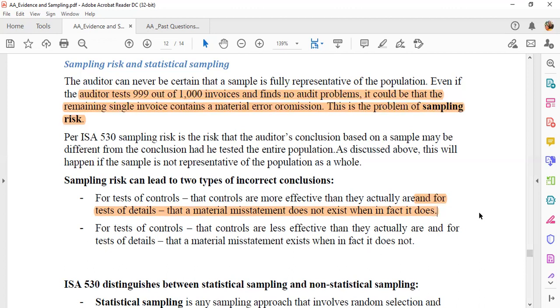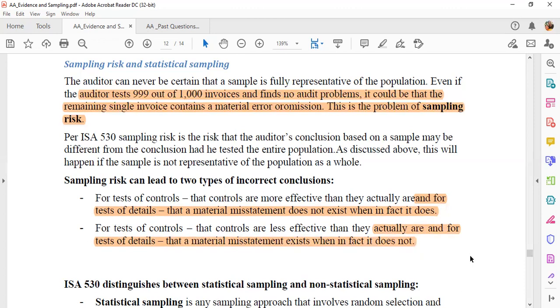For tests of control, that controls are less effective than they actually are, and for tests of detail, that the material misstatement exists when in fact it does not. It's just the opposite of each other. I can say that their internal control system is strong. Mind you, it is not strong. I can say that in my test of detail, there is no risk of material misstatement. Mind you, there's a risk of material misstatement. So it is a two-way thing.